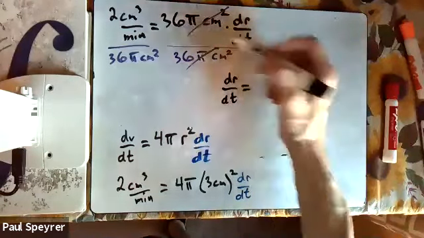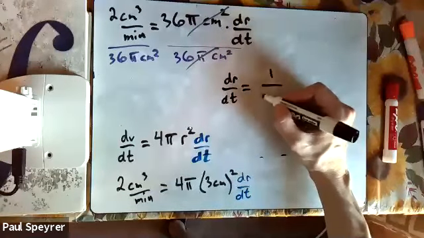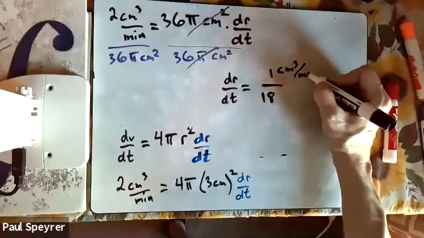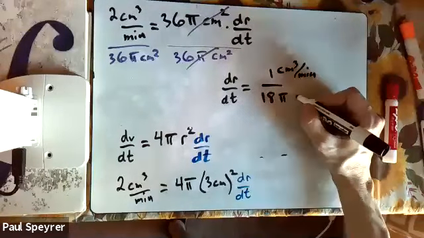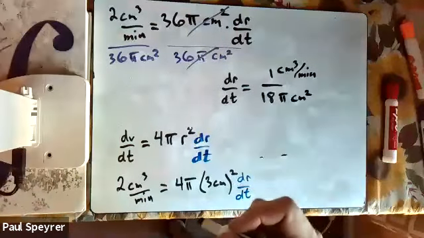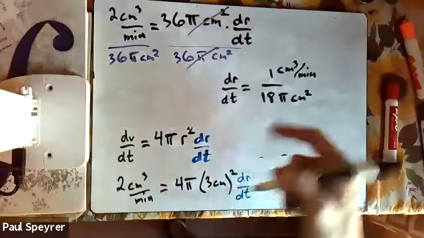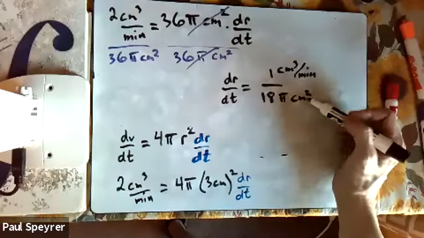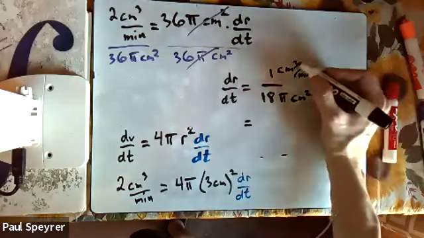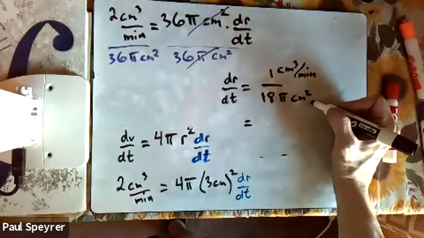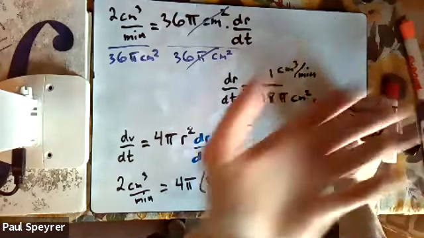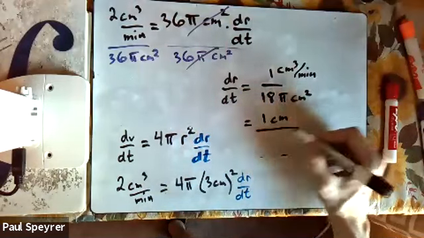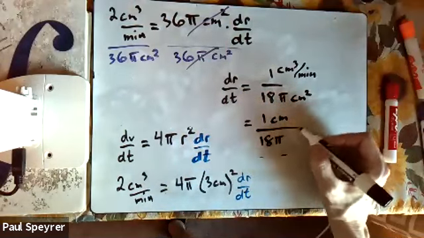equals, and I'm going to reduce the 2 over 36 to 1 over 18. We still have this centimeters cubed over minute up top, and we still have the pi and this centimeters squared on the bottom. Now, how do we reduce this right here? Because we still have the units, right? You've got the centimeters cubed and the centimeters squared. Well, it's just like exponents, right? If you had x cubed up top and x squared on the bottom, how many x's would you have left over? An x to the first up top, right? Same thing right here. So you're going to have 1 centimeter over 18 pi per minute.